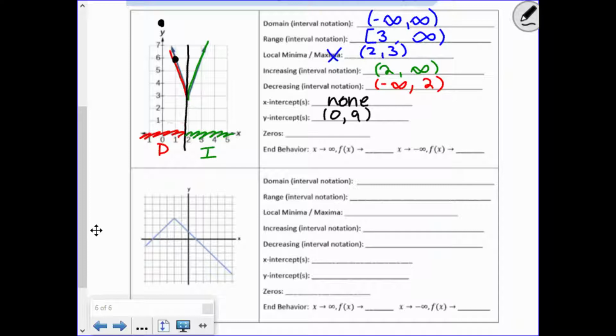Alright, what about zeros? None. If you don't have an x-intercept, you can't have zeros. Those are tied very closely together; they mean the same thing.